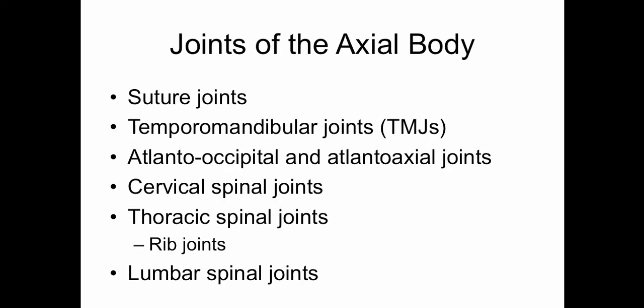Joints of the axial body. The joints of the axial body that will be covered in this lesson are the atlanto-occipital joint, the atlantoaxial joint, and the cervical spinal joints. The general structure and functions of the spinal joints will also be covered.